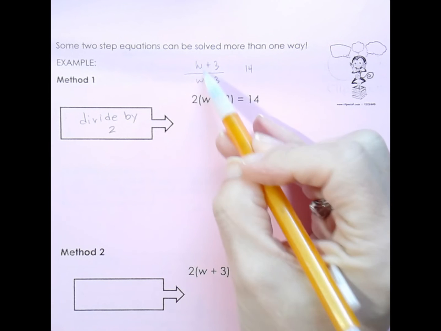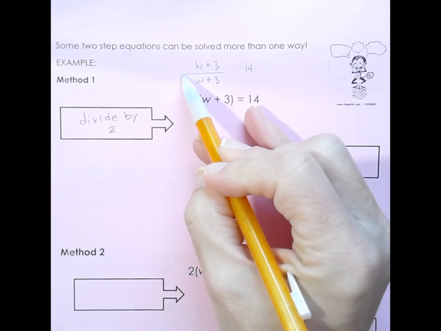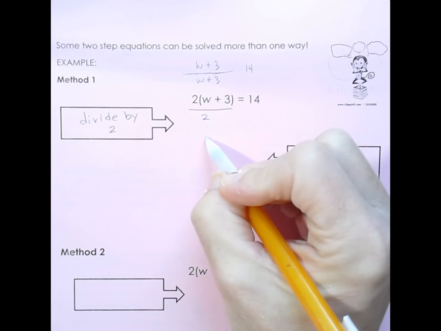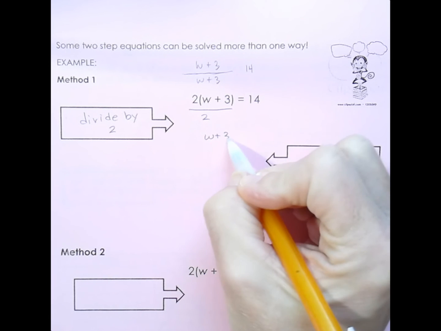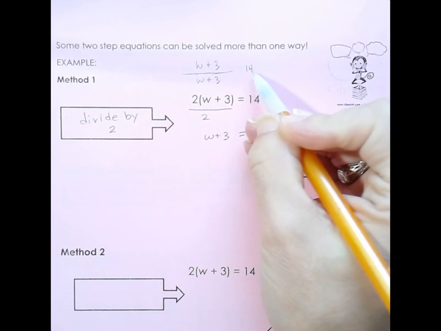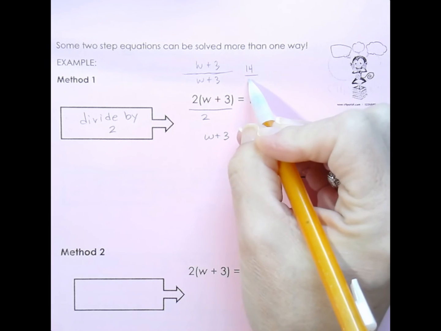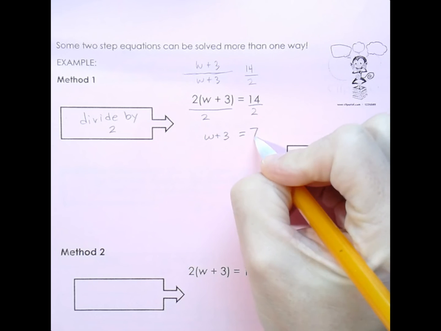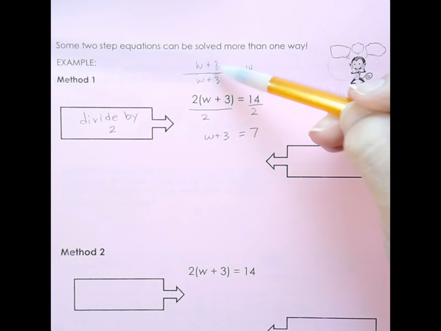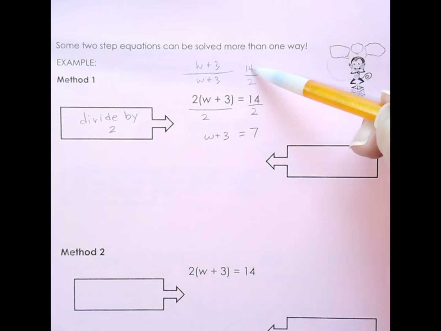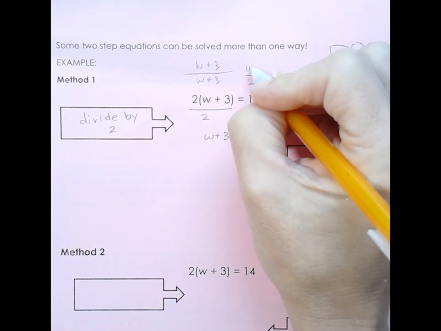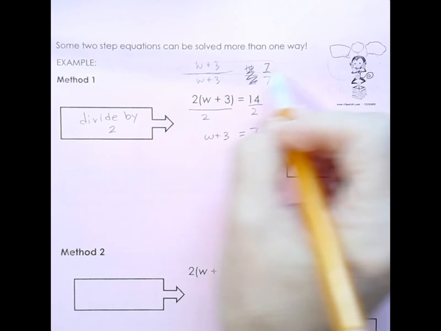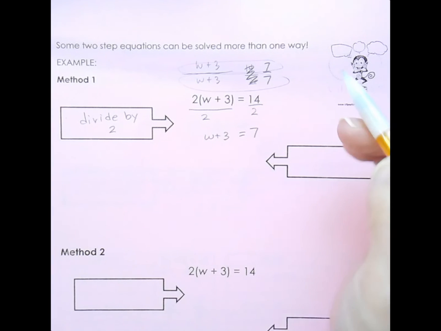So if I have two groups of w plus 3, I could just take half of that, and I'd end up with w plus 3. But if I do that to the left side, that would be like dividing this by 2 also. So I would end up with 7. So that should make sense. If two groups of w plus 3 equals 14, then each group of w plus 3 would have to equal 7. So it's kind of like splitting each side in half.